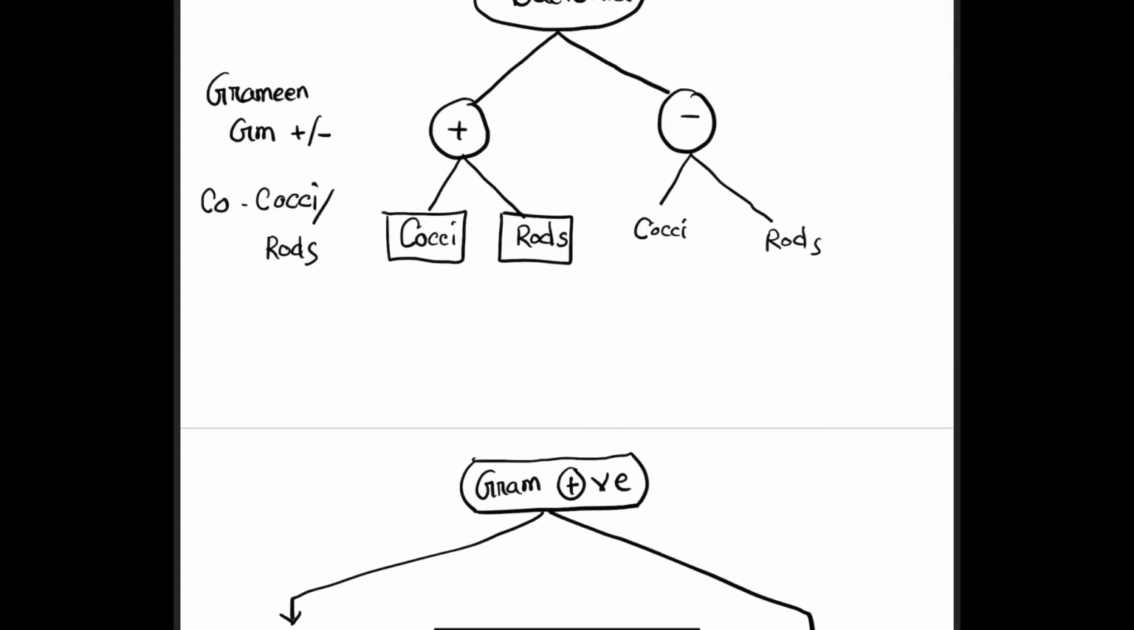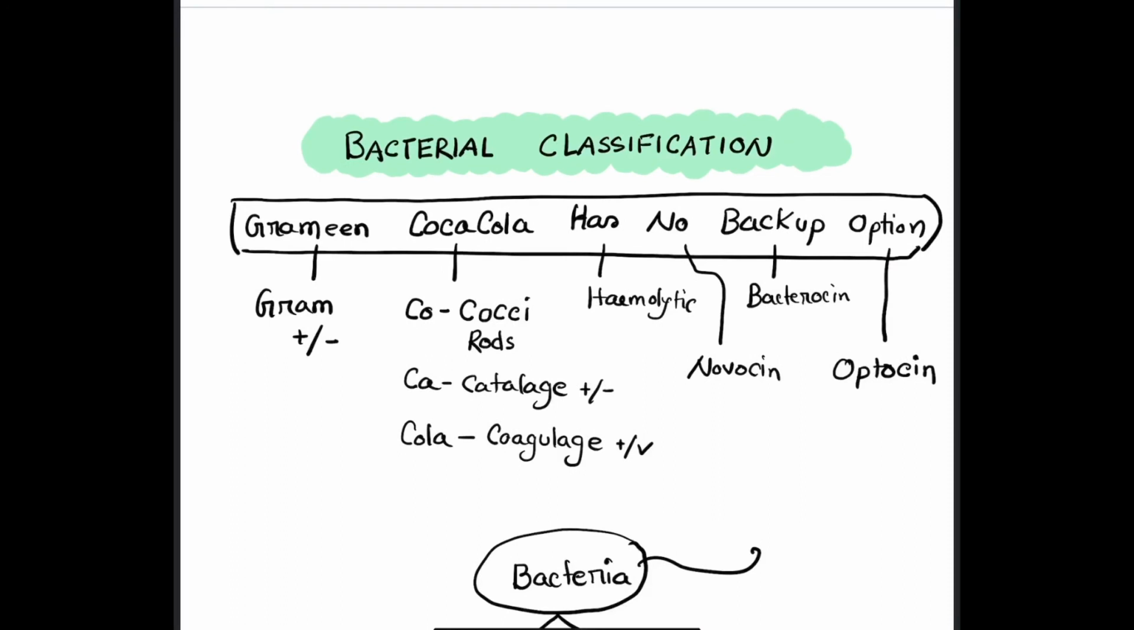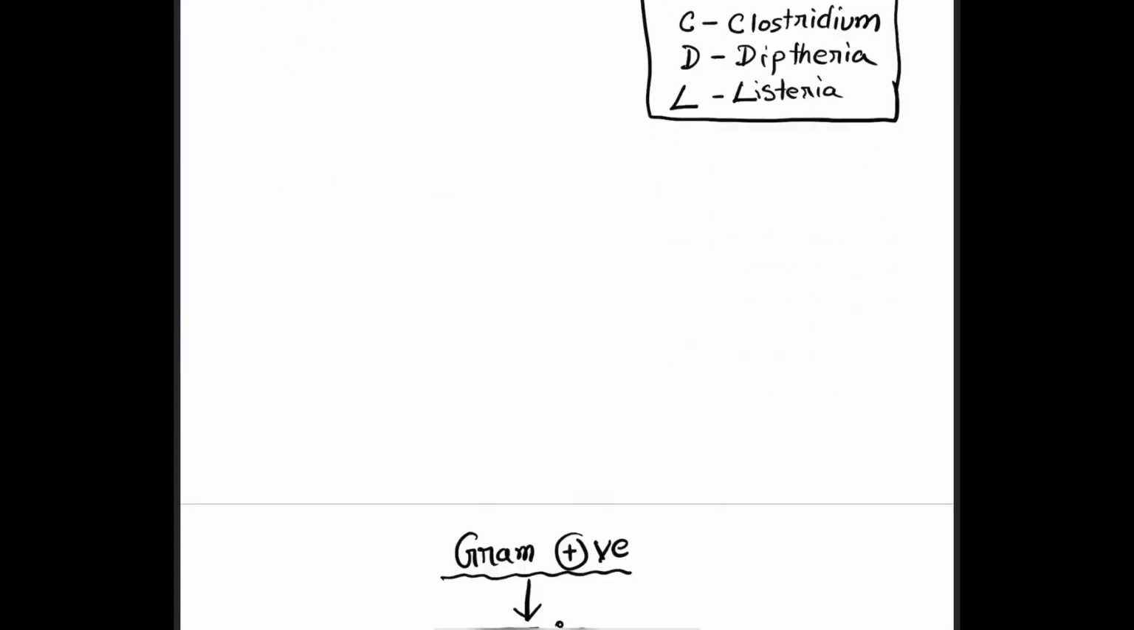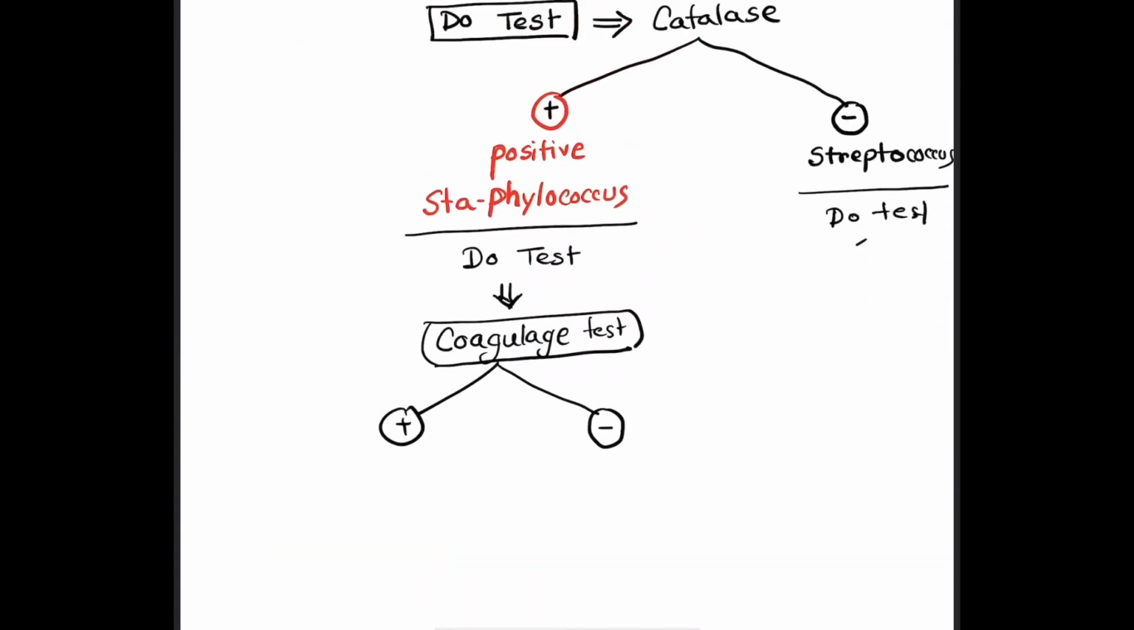I'm going to show you the previous lecture. You can see the Gram-positive cocci have no backup option. They are already Gram-positive, already cocci, already catalase tested. Now we're going to do coagulase, and for Streptococcus, the hemolytic test. If it is coagulase positive or coagulase negative, and on the other hand catalase negative, Streptococcus has the hemolytic test. So what will be the result of a hemolytic test? There are three kinds: beta hemolytic, gamma hemolytic, and alpha hemolytic.